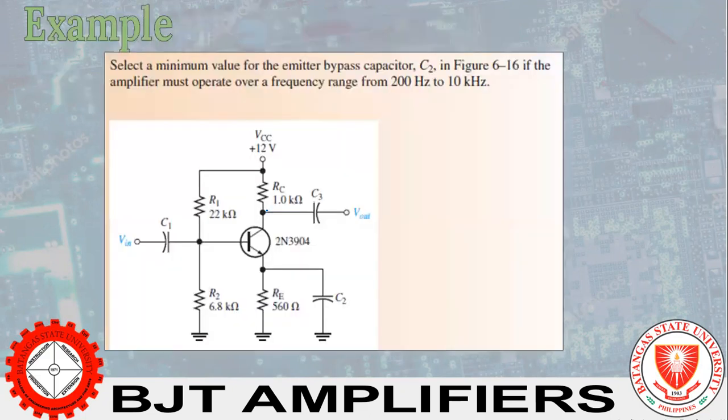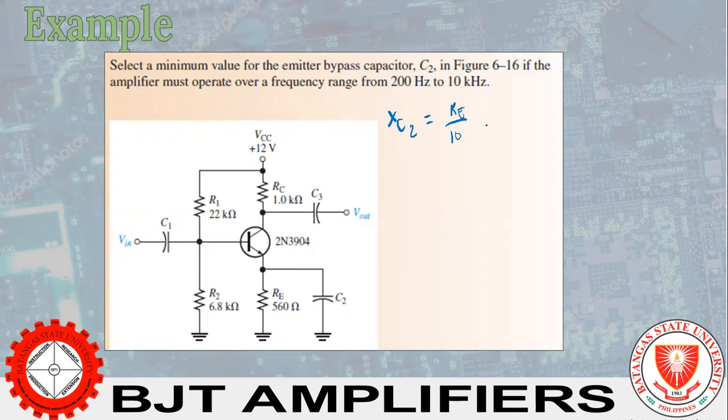Okay? So, example tayo. Select a minimum value for the emitter bypass capacitor C2 in the figure below, if the amplifier must operate over a frequency range from 200 Hz to 10 kHz. So, C1, yan din yung kanina natin. So, hanapin natin yung XC. Check natin, should be at least 10 times daw, di ba? So, therefore, yung XC2 natin is RE over 10.